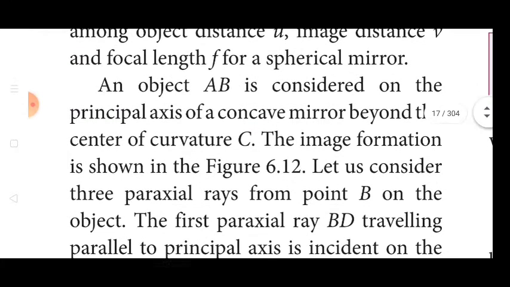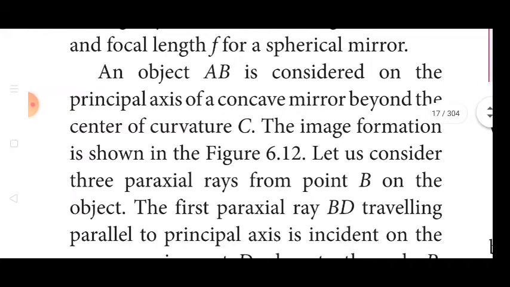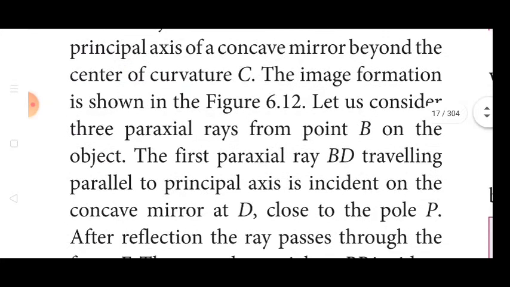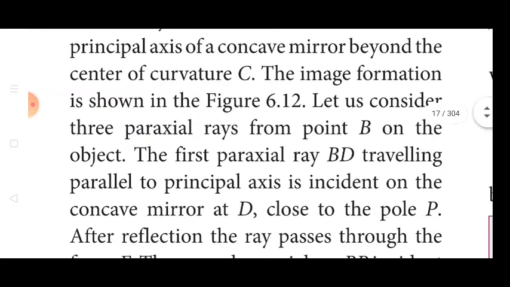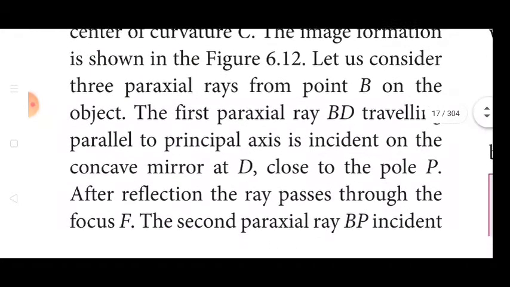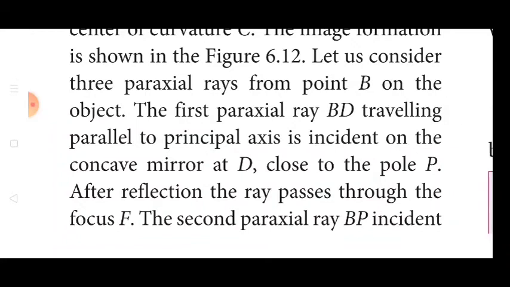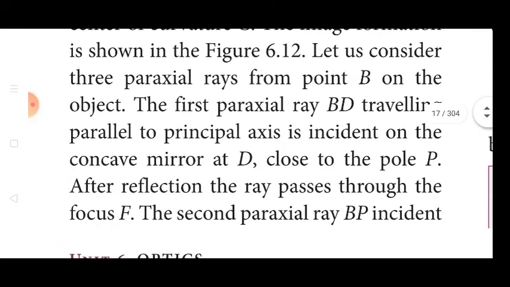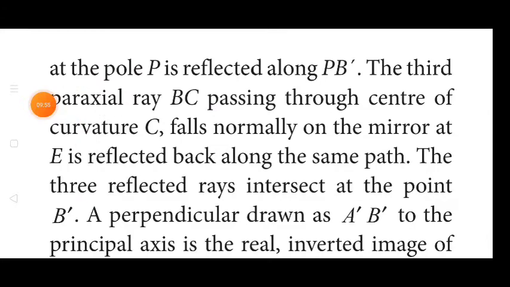Let us consider three paraxial rays from point B on the object. The first paraxial ray BD, traveling parallel to the principal axis, is incident on the concave mirror at D, close to the pole P. After reflection, the ray passes through the focus F. The second paraxial ray BP, incident at the pole P, is reflected along PB dash.